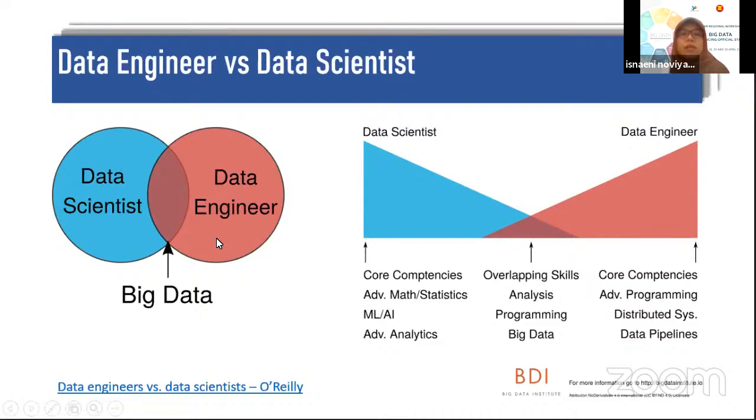So the challenge is how to determine the ratio between data engineers and data scientists in our organization. In some references, they state that one data scientist needs two to three data engineers. But for a large organization or company, one data scientist can need 4 to 5 data engineers. So in this illustration, you can see that we need more data engineers in our organization.